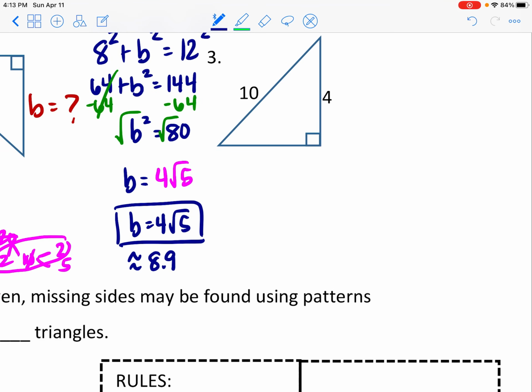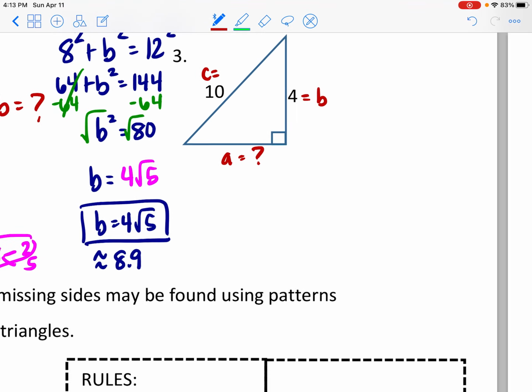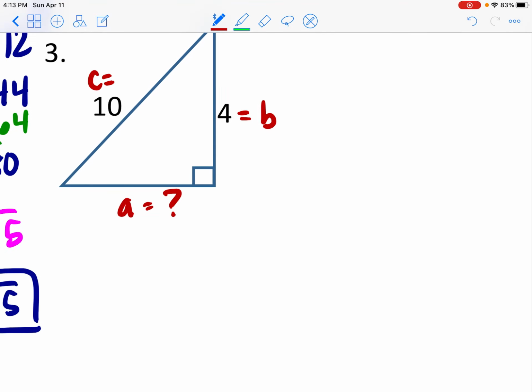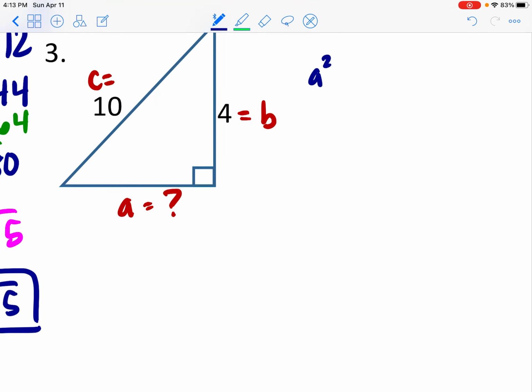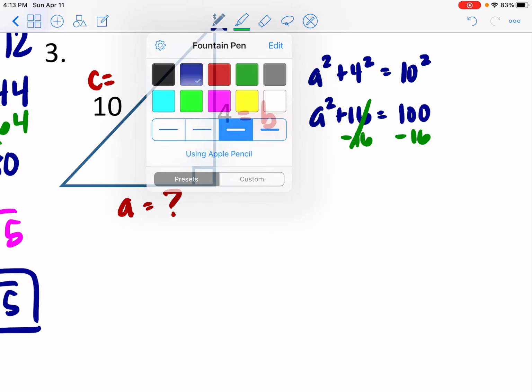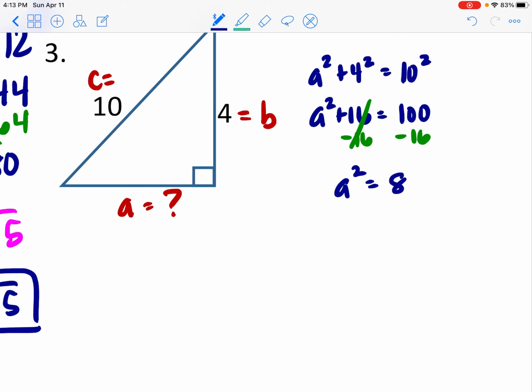If you want to try it out, this might be a good place for you to pause the video and do that. So we are given C. And we're given, again, one of our legs. I'm going to call it B this time. And we're missing another leg, which, A or B doesn't matter, but let's label one and then the other. So in this case, we're going to say that A squared plus B squared, which is 4 squared, has to equal C squared, which is 10 squared. So we have A squared plus 16 equal to 100. If we subtract 16 from both sides, then we're looking at A squared equal to 84.